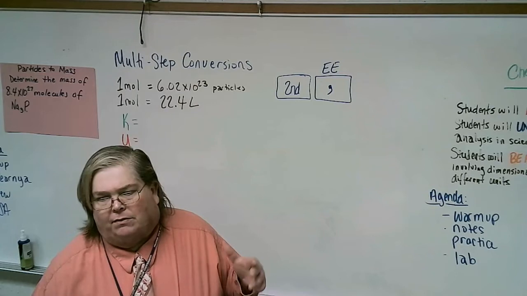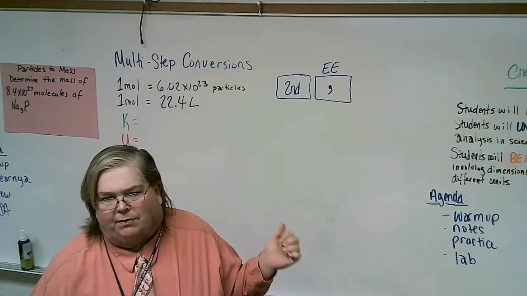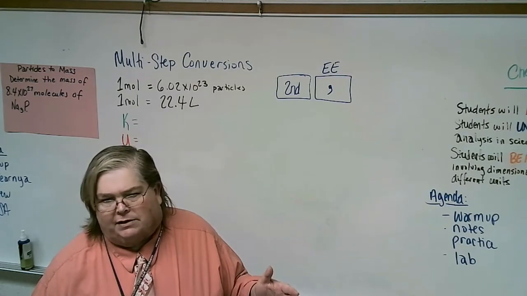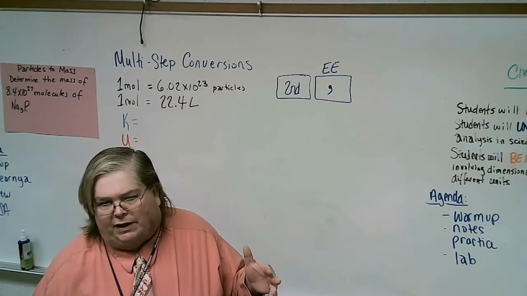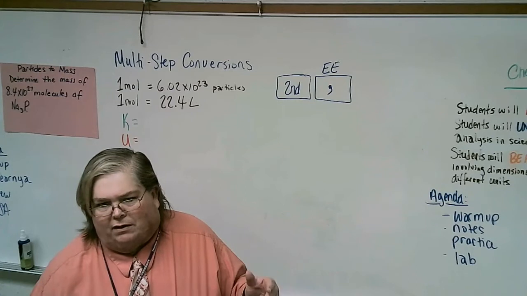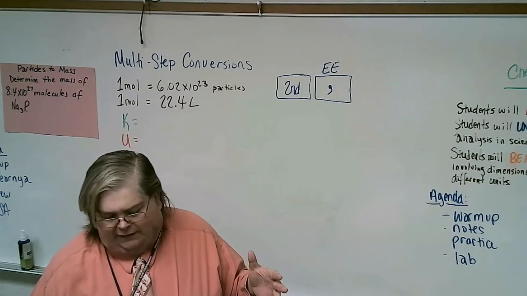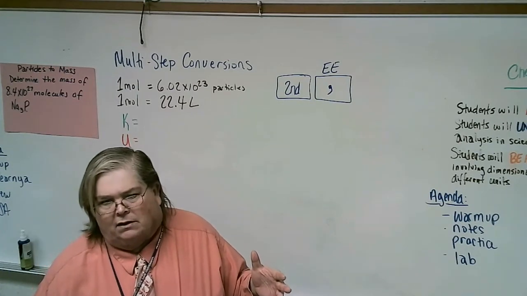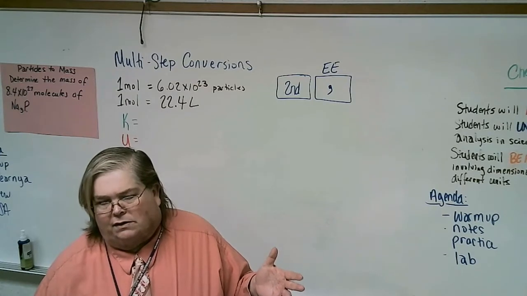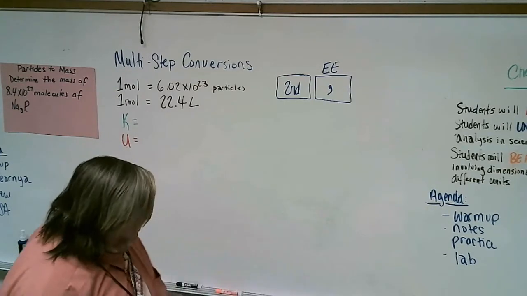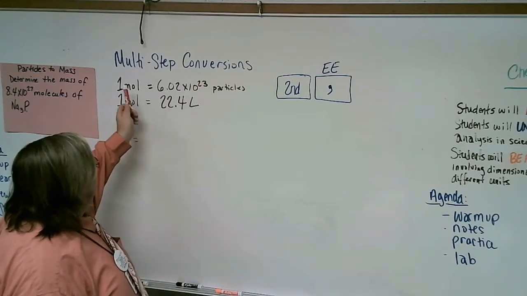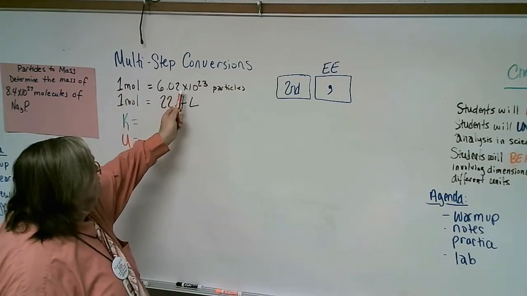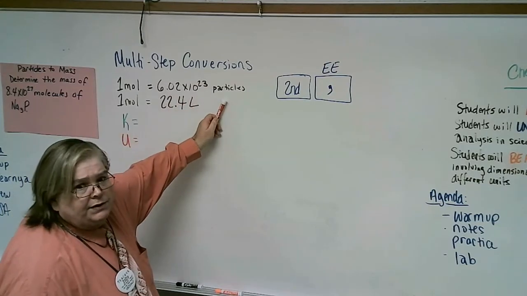We're going to talk about multi-step conversions where we're going from particles to mass. When we go from particles to mass, we know that we cannot go straight from particles to mass. We have to have a conversion factor, and the conversion factor we're going to use is moles. So we know that 1 mole is 6.02 times 10 to the 23rd particles.